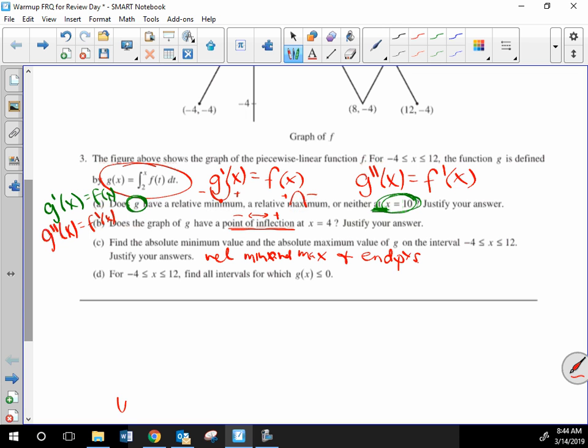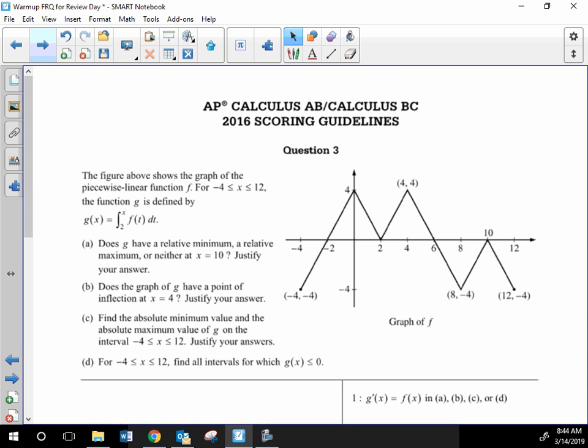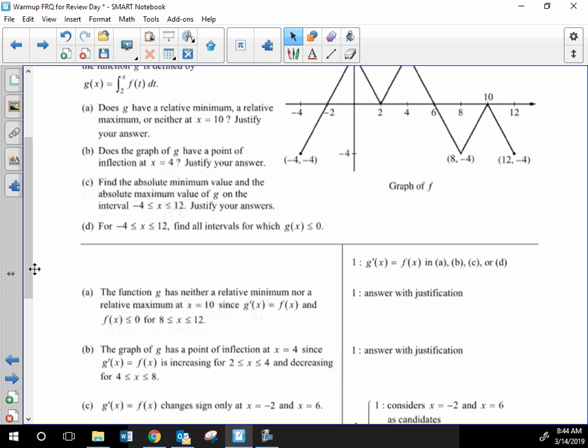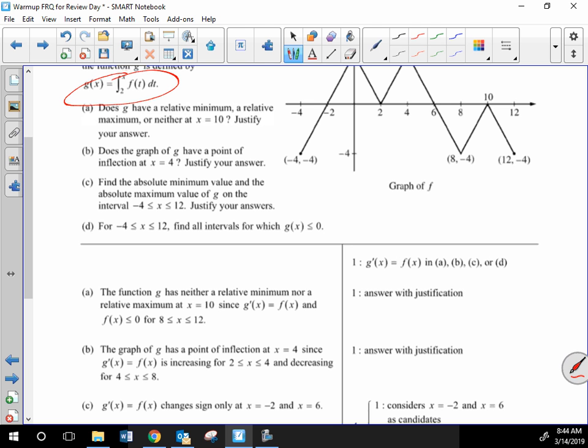All right, and then D is just talking about when g of x is less than 0. Okay, so I went ahead and grabbed the grading rubric for this. We can see how they went about grading this. Notice the very first point, g prime of x equals f of x, somewhere within your paper. Notice they didn't care where you put it, but as long as you had it in one of your parts, you got a point for that. So again, anytime you see this type of problem, almost immediately go ahead and write g prime of x equals f of x. And I would just go ahead and do the g double prime. Okay, so a point for that.